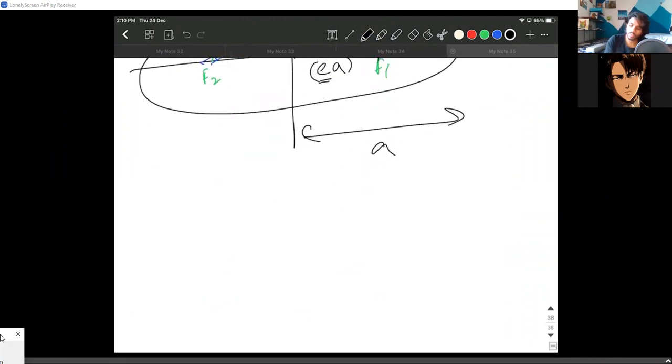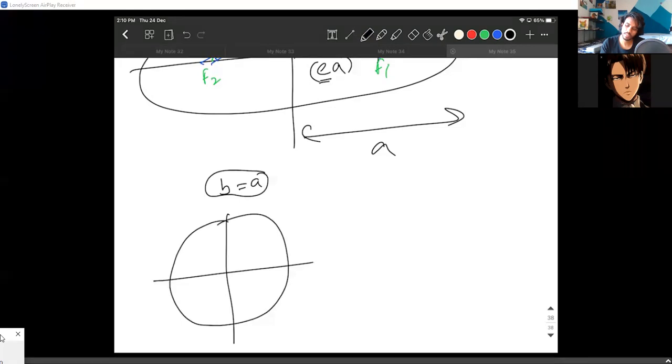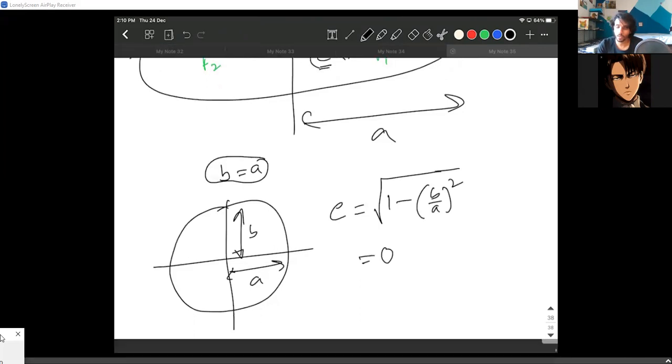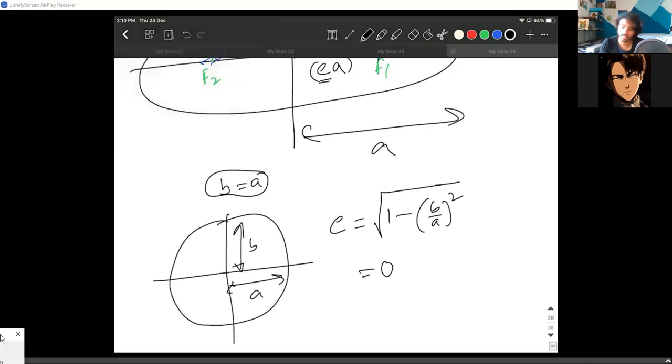So guys, let me show you something. If b equals a, it must be a circle. A equals b. If a equals b, it's just the shape of a circle. What is the value of eccentricity? Zero. 1 minus 1 is 0. Okay, root 0. So eccentricity is 0.